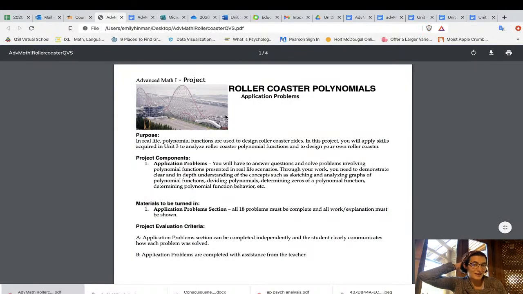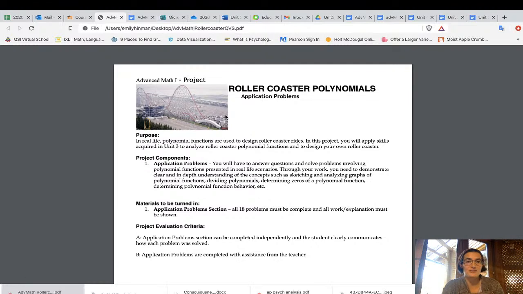So when I think of polynomial functions, I've always thought of roller coasters. And so this is a set of different application problems that work through how we can model roller coasters with polynomials. So you're going to turn in, there's 18 problems, and you need to make sure you really show your work.